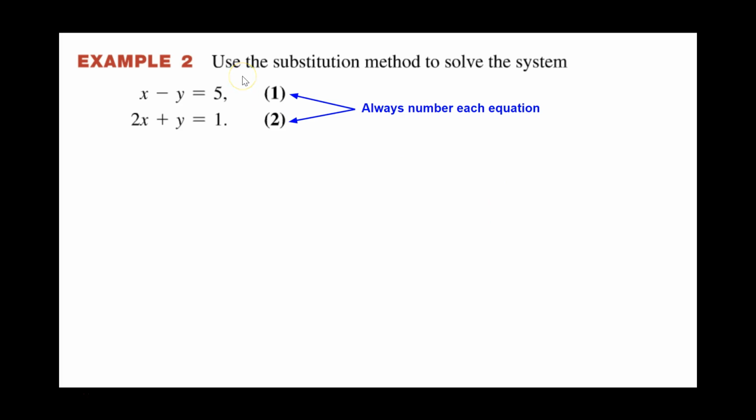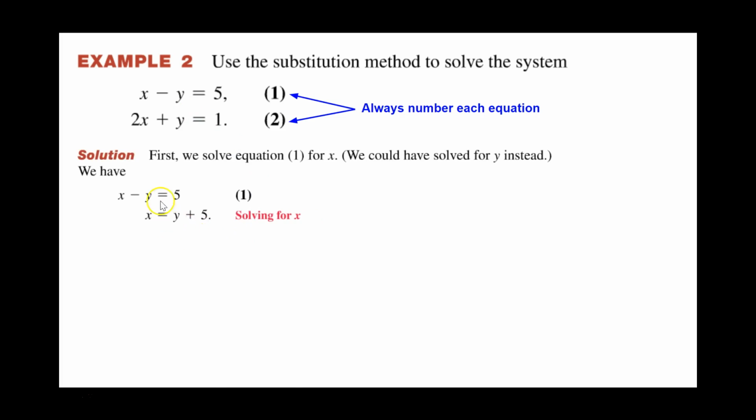The next method we're going to talk about is substitution. I think substitution is mostly only used when we're doing two variables. The next section we're going to get into three variables, and this is where elimination will probably be the best method.